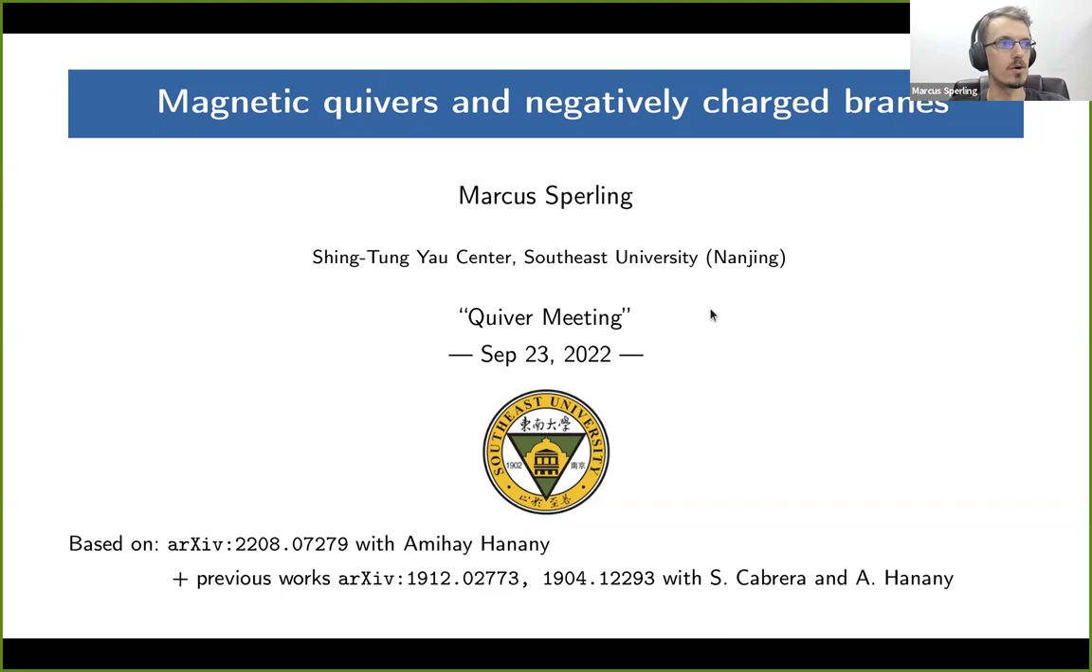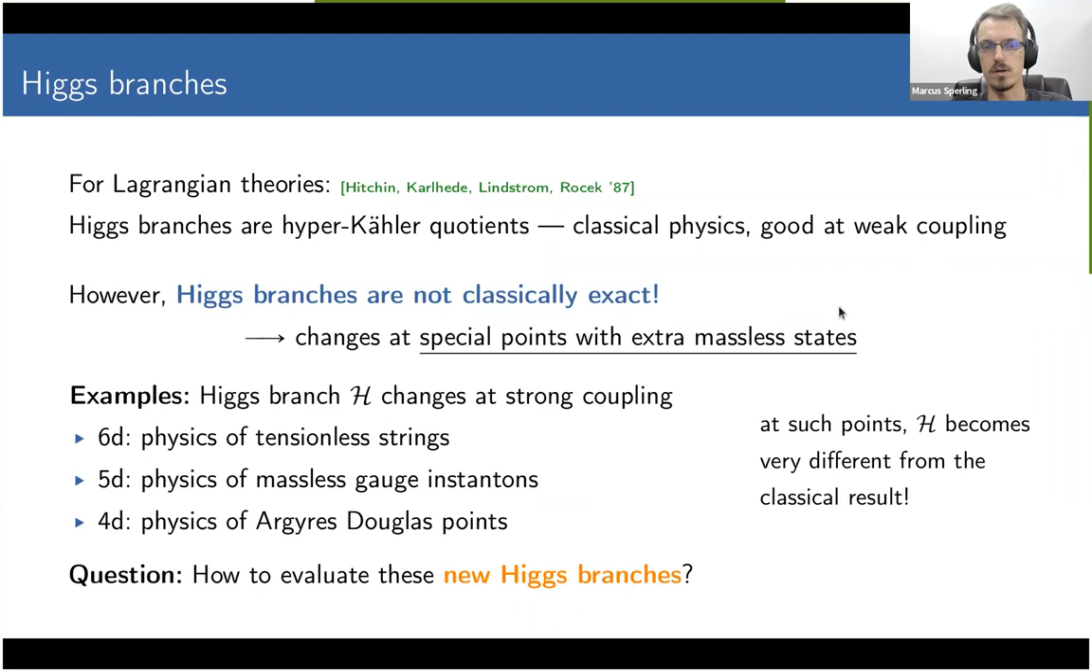Before I go into all of the details, I want to briefly review and motivate what we're doing, in case there are some people that don't do magnetic quivers every day. So let's start. What's the motivation? The motivation is that we look at moduli spaces of supersymmetric theories with 8 supercharges.